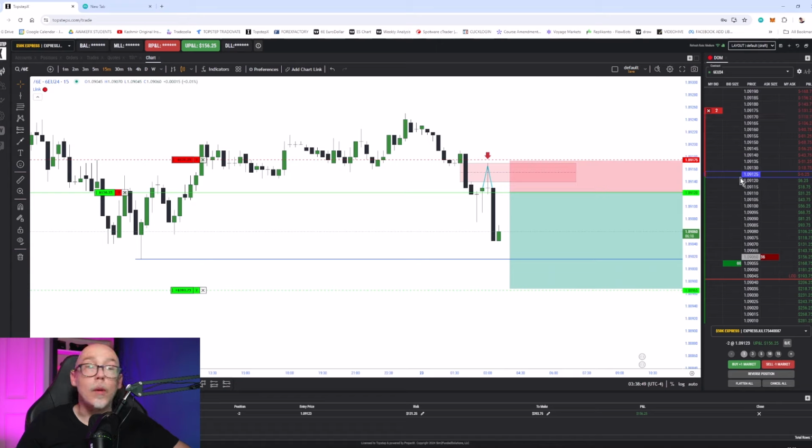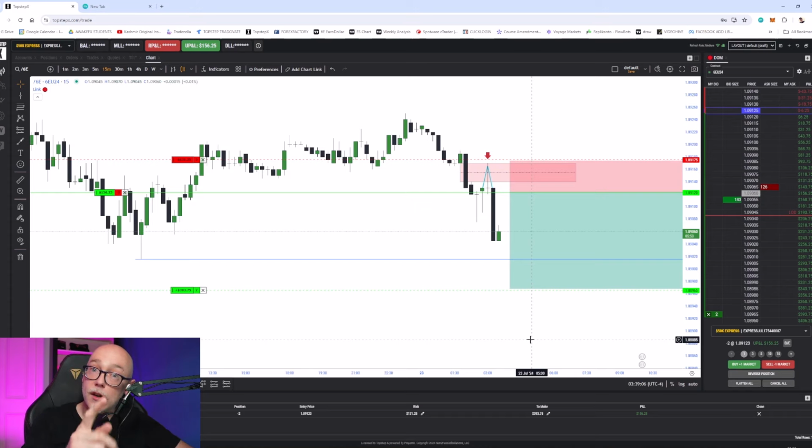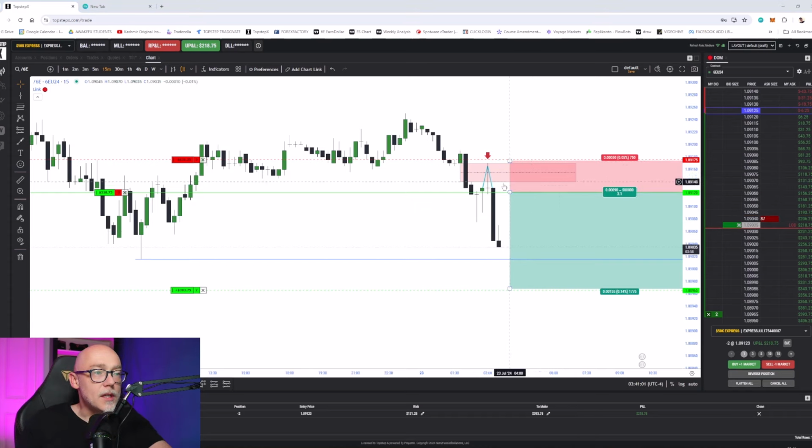You can see my entry, 1.09125. I have a 5 pip stop, and I'm looking to make about 15 pips on this particular trade. And that's it. We let the trade do its thing. So let's see, can we get our target hit today, ladies and gentlemen? Price, as you can see, is coming down into this previous low here, so it's the first area we may expect some kind of hesitation in price.